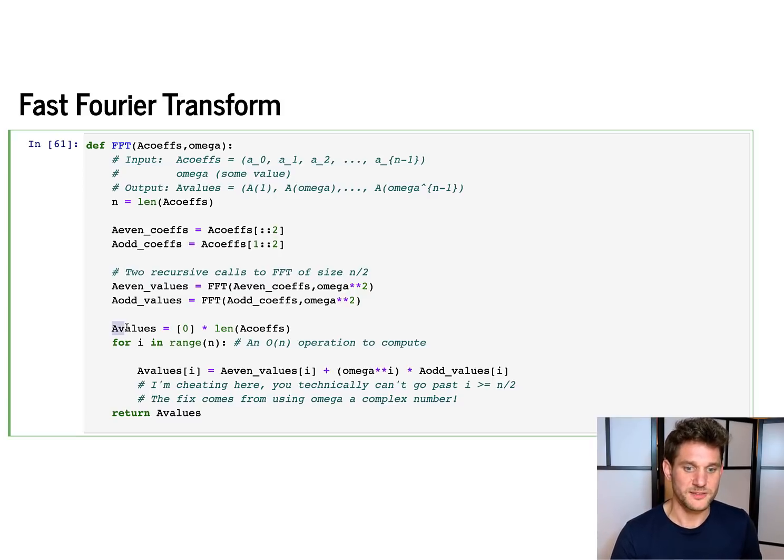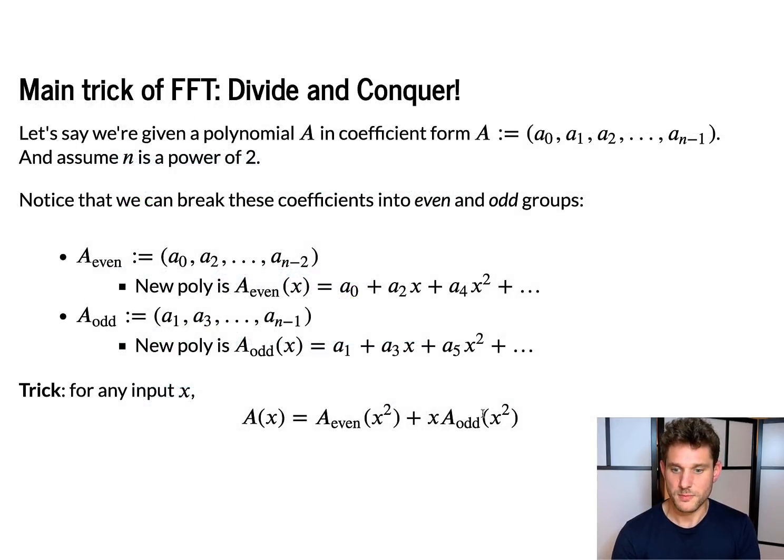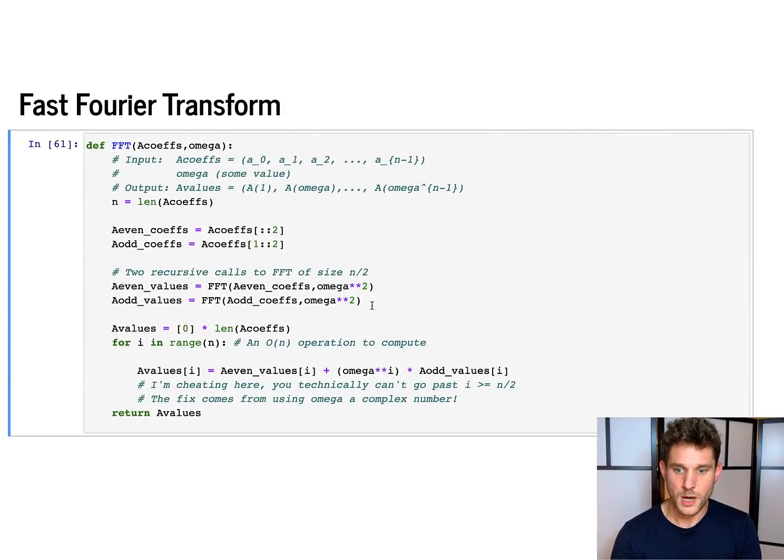Well, I now initialize some output array a values, and I can fill it in as follows. I simply use this fact that I used in the previous slide, which is that a values of i is a even values of i, remember, I got this on omega squared, plus omega to the i times a odd values of i. Again, all this line right here is doing is representing this simple fact that I showed you on the previous slide. I'm using this fact right here, and I'm just plugging it in as code right here. This is where we're getting this line of code from.